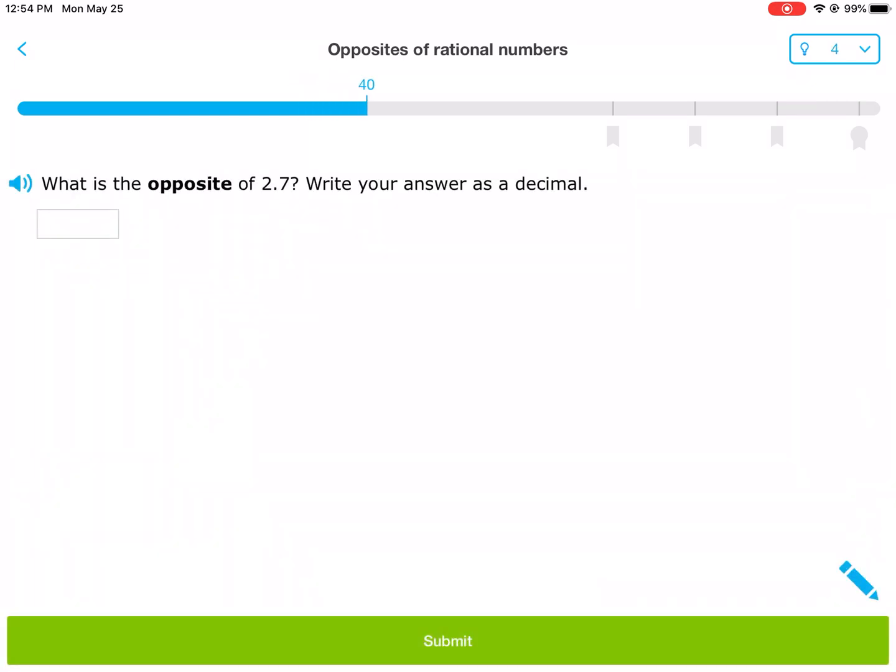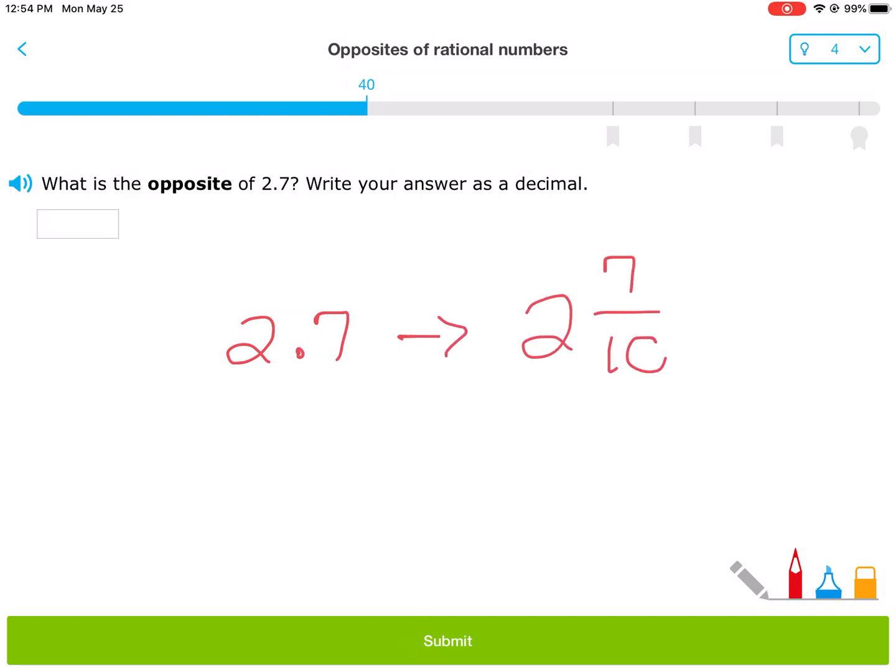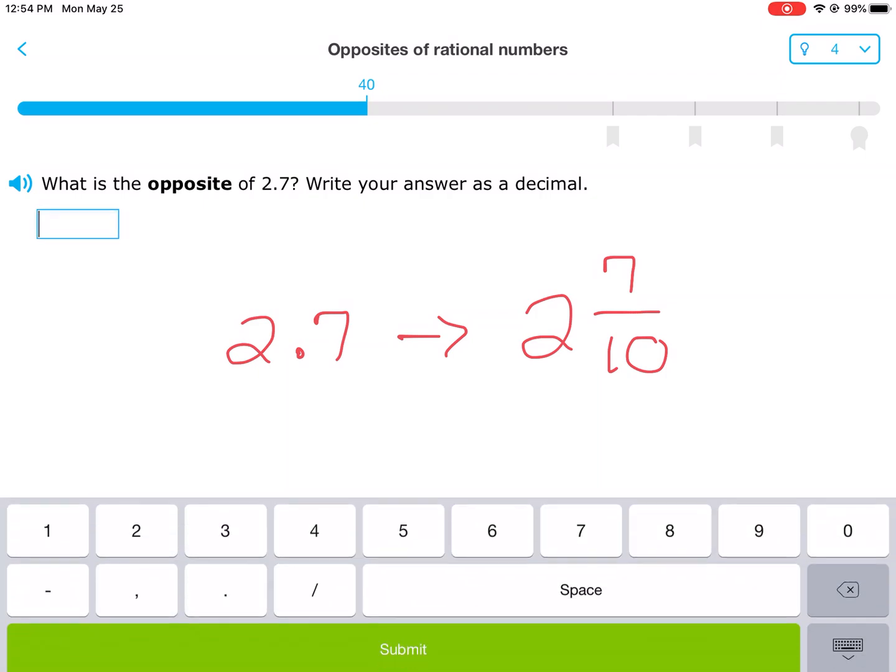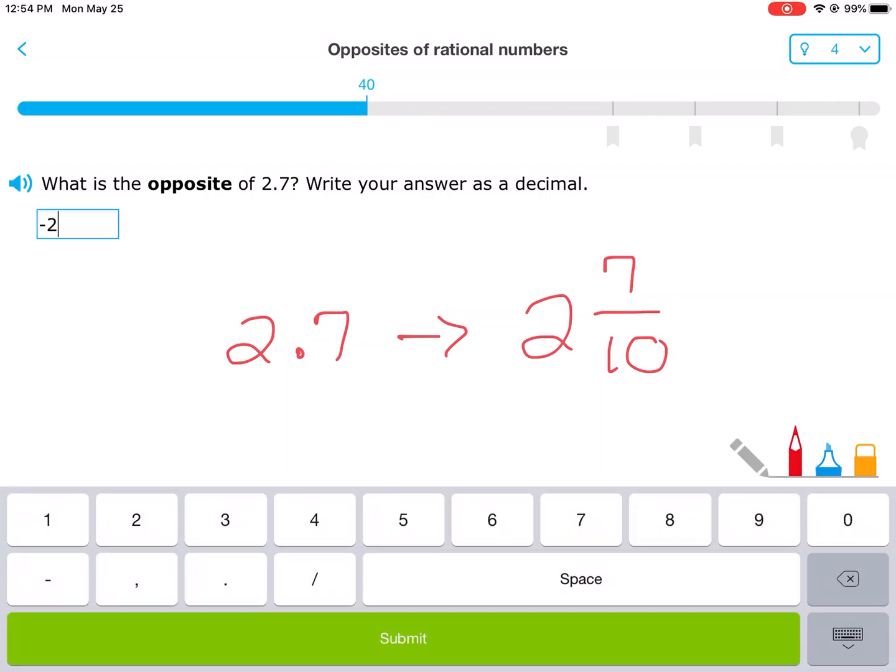What is the opposite of 2.7? So right here we have a rational number because 2.7 can be written as a fraction, which is 2 and 7/10. Okay? Opposite of that, just going to place a negative sign. Now be careful because they'll tell you how they want you to put that answer. They could have said write your answer as a fraction, so make sure you're paying attention to that. So this is going to be a negative 2.7.